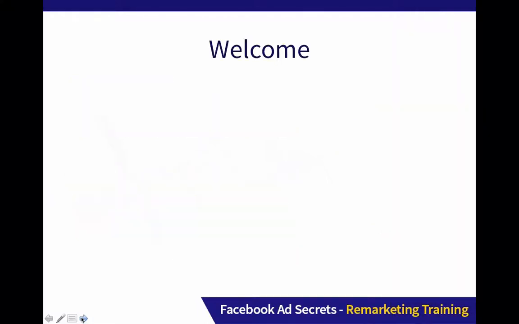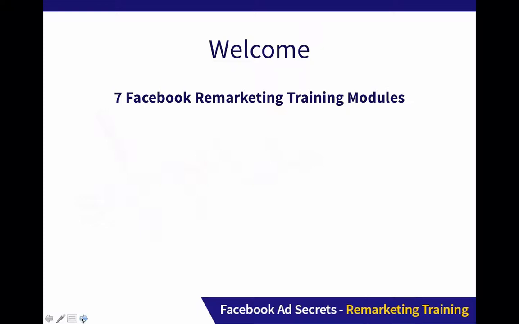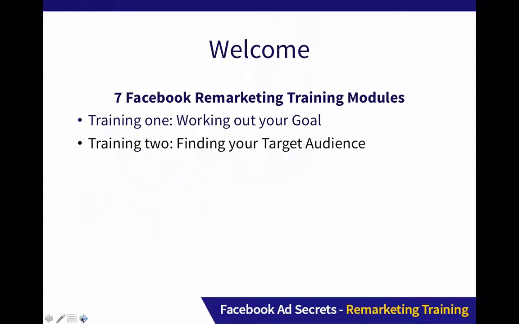But anyway, welcome. As you know, we've got the 7 Facebook remarketing training modules. Training 1 was working out your goal, deciding the first thing you wanted to achieve to give you the biggest bang for your buck. For instance, what I'm doing today is that I wanted to start building a list. Training 2, finding out who your target audience is: who is the exact audience we want to market to in order to reach the goal.